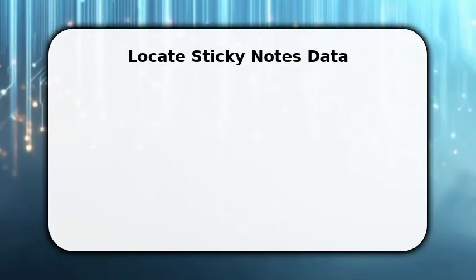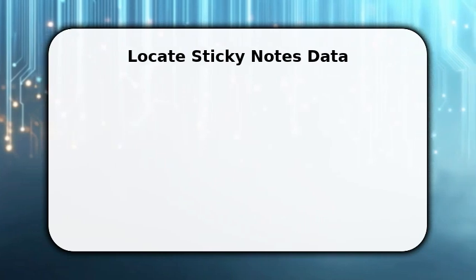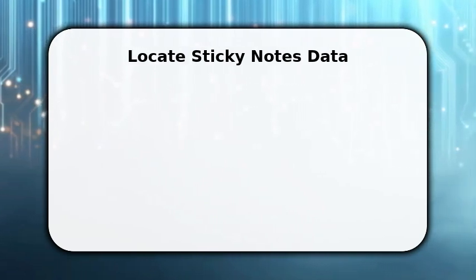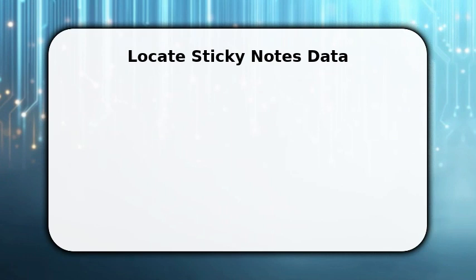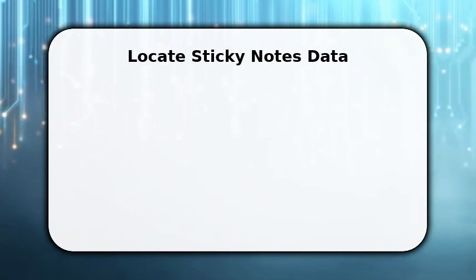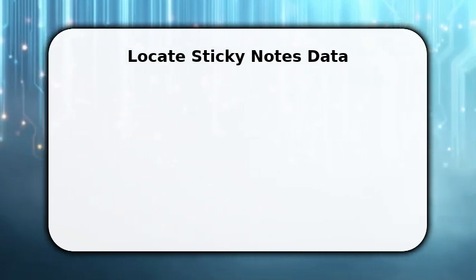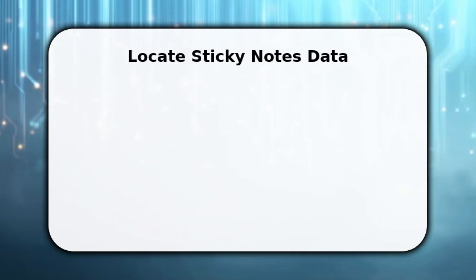You start by finding the actual data files so you can copy them safely. First, close the Sticky Notes app. This prevents corruption when you read files. Open File Explorer and paste the local app data path shown on screen to jump directly to the folder.